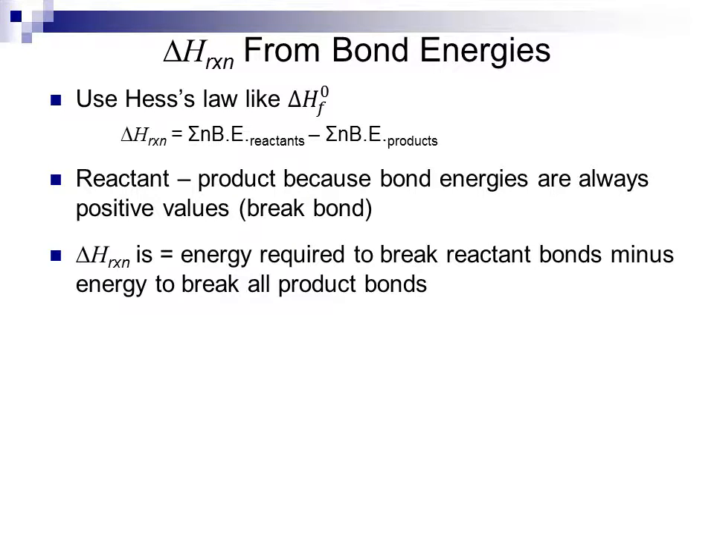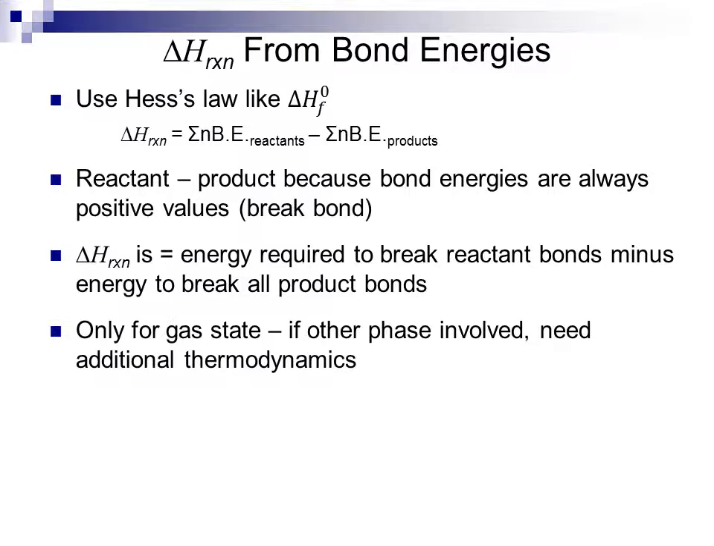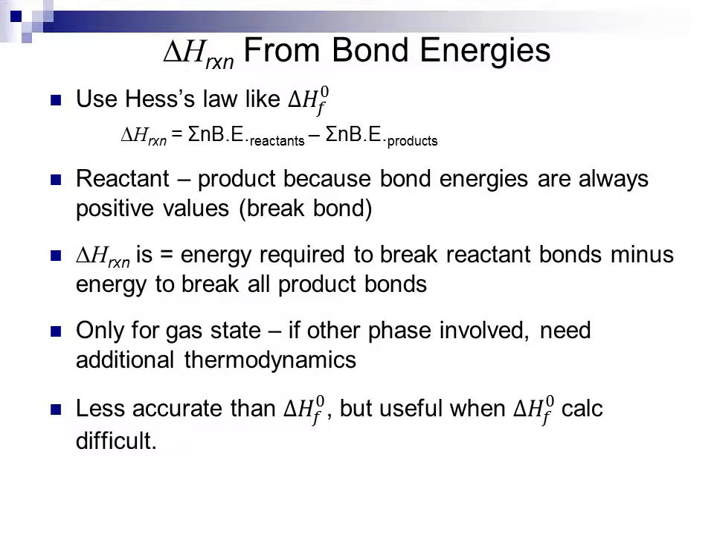This is because bond energies are always positive values because we're breaking the bond. So the heat of the reaction is then the energy that's required to break the reactant bonds minus the energy that is required to break all the product bonds. This applies only to the gas state. If there are other phases involved, we need additional thermodynamic data. For instance, if I have to go from a liquid to the gas phase, I would need to know the heat of vaporization of that liquid. This kind of process is going to be less accurate than using a standard heat of formation, but it is useful in times when calculating something by heat of formation is difficult.